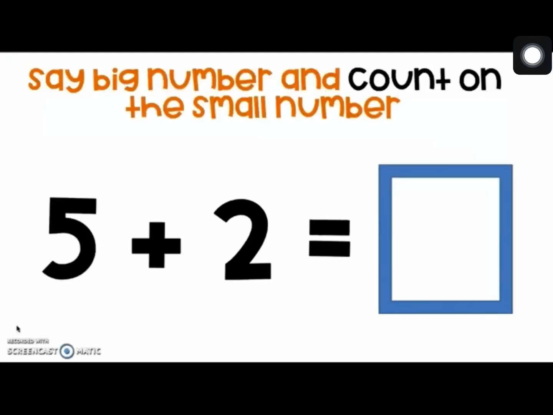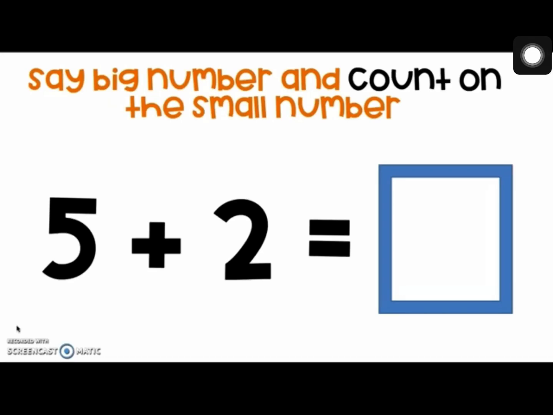When you count on, you say the big number and you count on the small number. That means we would say the big number in the number sentence. Friend, which number is bigger, 5 or 2? Yeah, you're right. 5 is bigger. So I'll say the word 5, and then I'm going to count on 2.